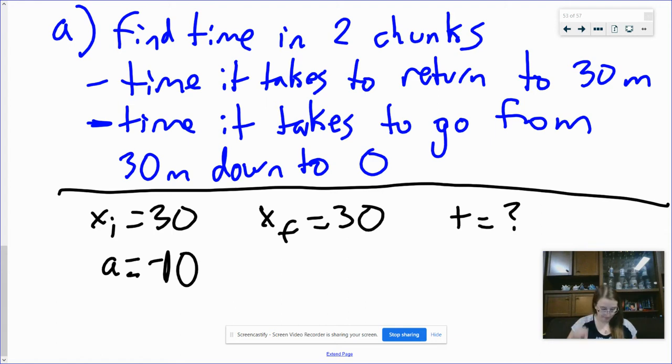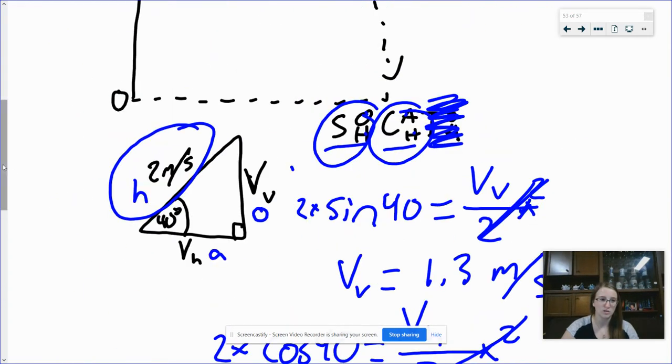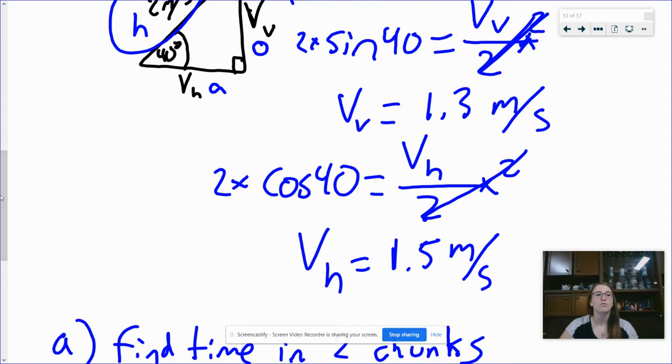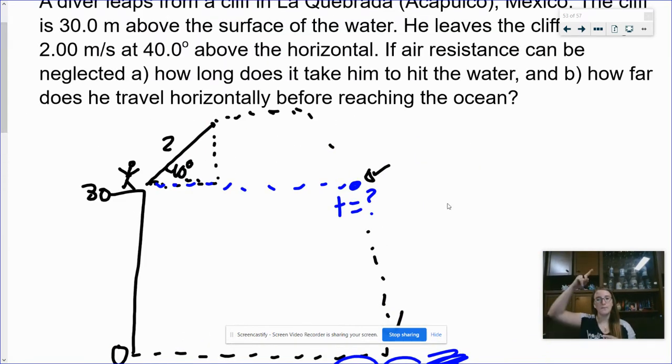We also know one more thing. We know a velocity. Now, we have lots of velocities. We have a total velocity of 2, a vertical of 1.3, and a horizontal of 1.5. So for this question, to find the time it takes to come up and come back down, we are only going to focus on the vertical velocity because that is the one affected by gravity. Yes, your total velocity is affected by gravity, but only because it's the vertical component that is affected.